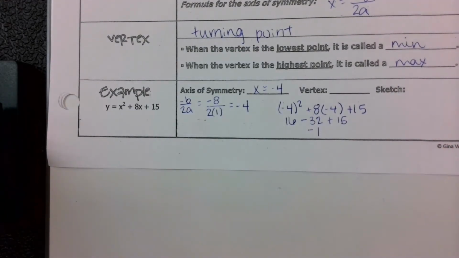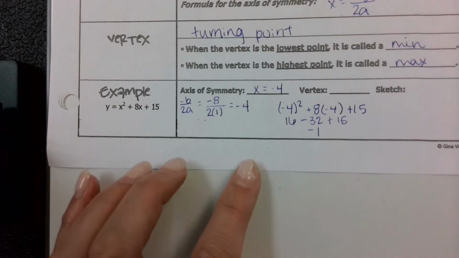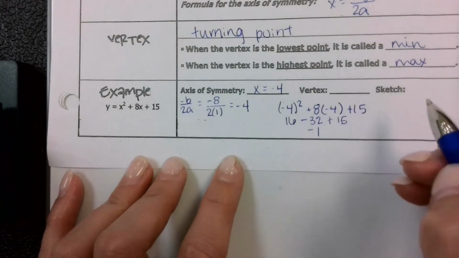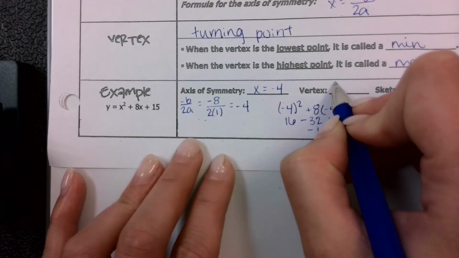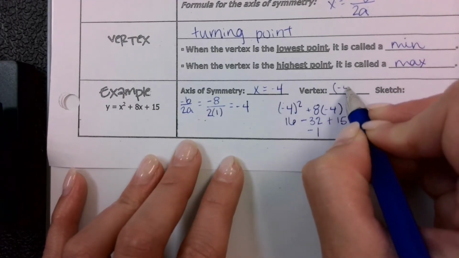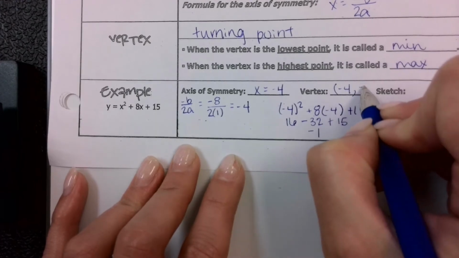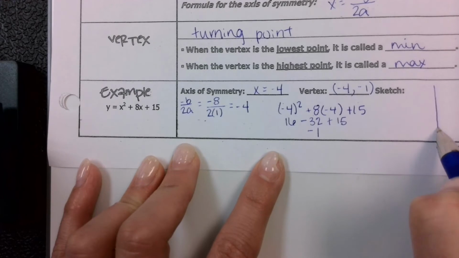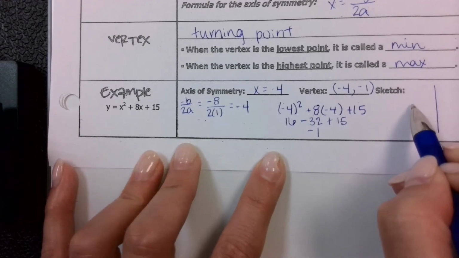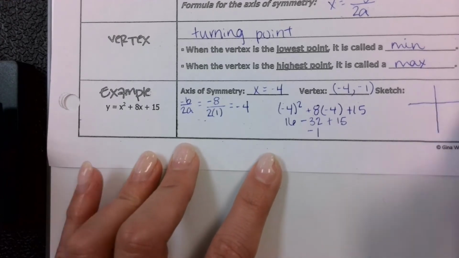Is that okay? How do we write our vertex? Ordered pair. What's the x value? And what's your y value? So we want to sketch this. So we'll have our little graph. Your vertex or your turning point happens where?